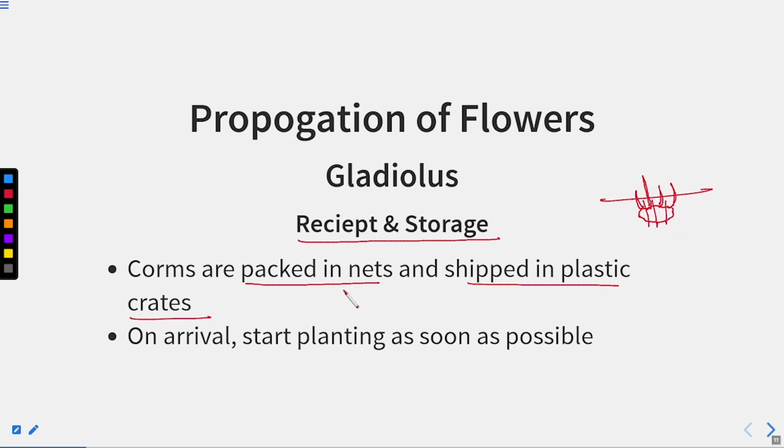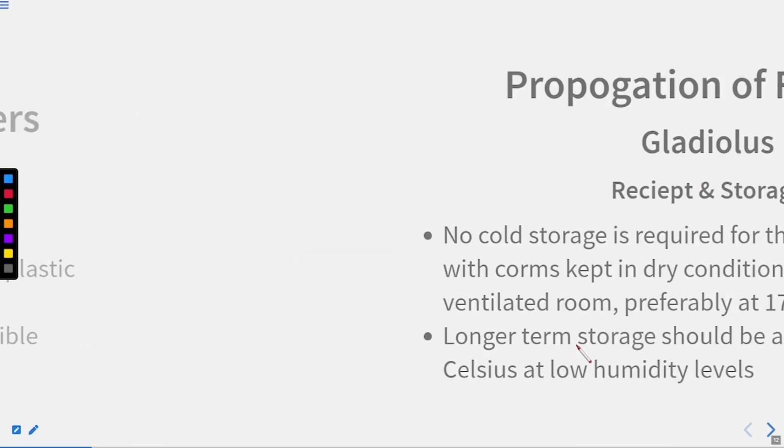Right? So the corms are packed in nets. How are they sold? This is the description about that. Corms are packed in nets and shipped in plastic crates. On arrival, start planting as soon as possible. So this corm is perishable. When it comes out of the storage, it should be planted as soon as possible.